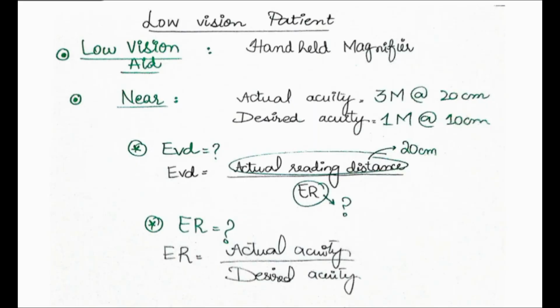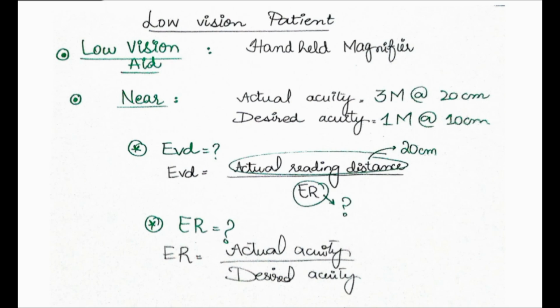So now we want to prescribe a low vision aid, which is a handheld magnifier, and for near we know that the patient's actual acuity is 3M at 20 centimeters, which you have checked, but the patient wants to read at 10 centimeters. So EVD is the equivalent viewing distance, or the distance at which a normal patient sees a near target, which equals the actual reading distance, meaning the distance at which the low vision patient has responded.